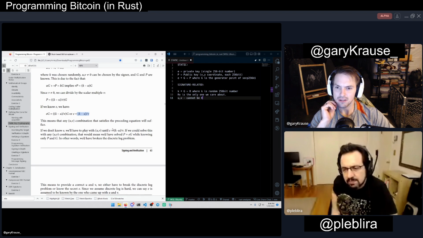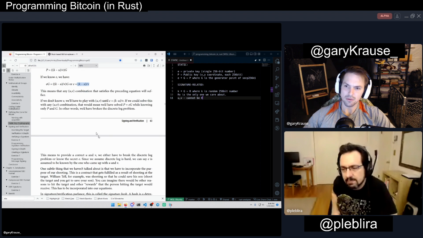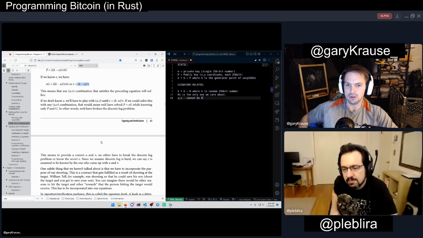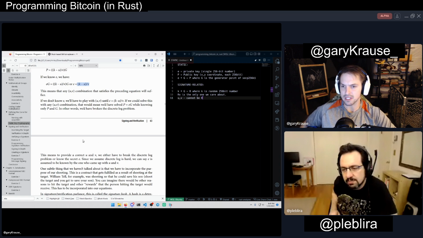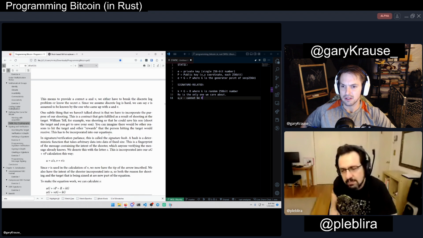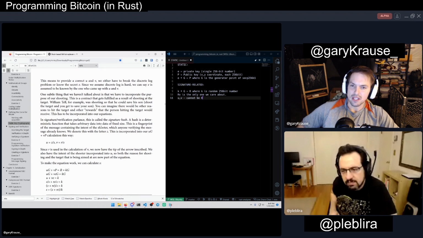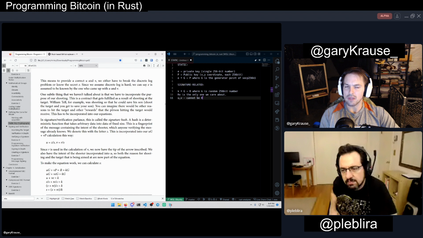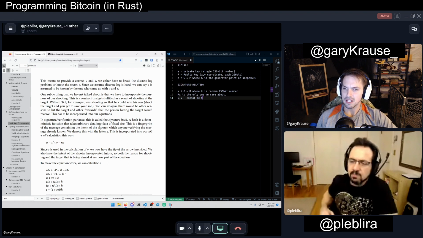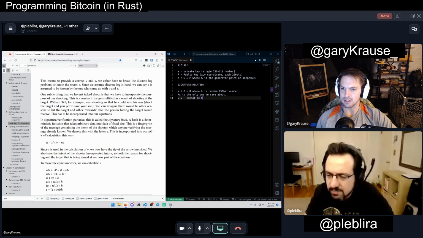Okay. So if we provide a correct U, V, we either have to solve discrete log or know E. Since we assume discrete log is hard, we can say E is assumed to be known by the one who came up with U and V. That was another thing I was curious about: where do we derive the U and V from? I didn't quite get that one until I got here.